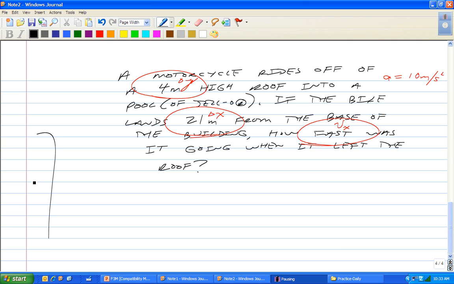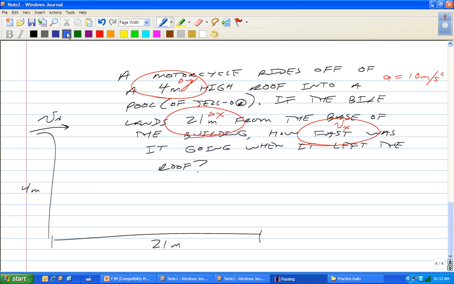Alright, and so I have to find what to get there? Time. So I'm going to do step 1, I'm going to sketch. It's a 4-meter roof. I don't know how fast it's going, some v, but I know that it ends up landing over here 21 meters away. There's my sketch.